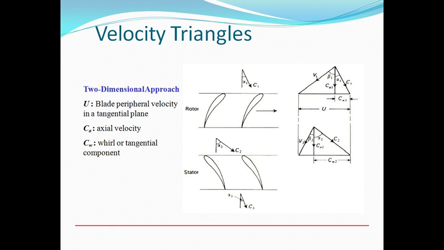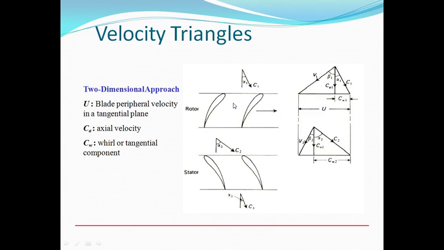Now we will spend some time on understanding the velocity triangles, or velocity polygons. For two-dimensional flow, if I take one cross section, you have a rotor here, another rotor here, and in between the rotors you will have a stator here and a stator here. Air flows like this, through the space between the two rotors.